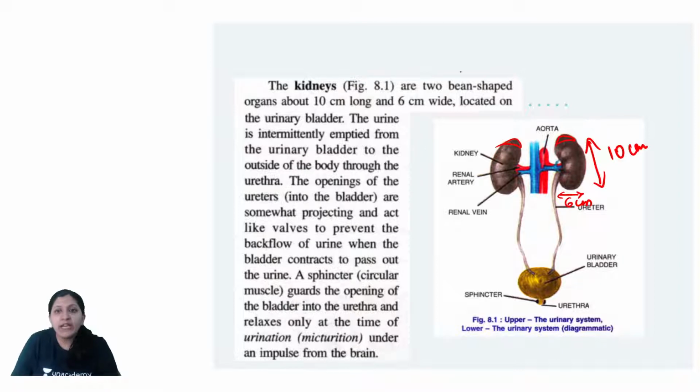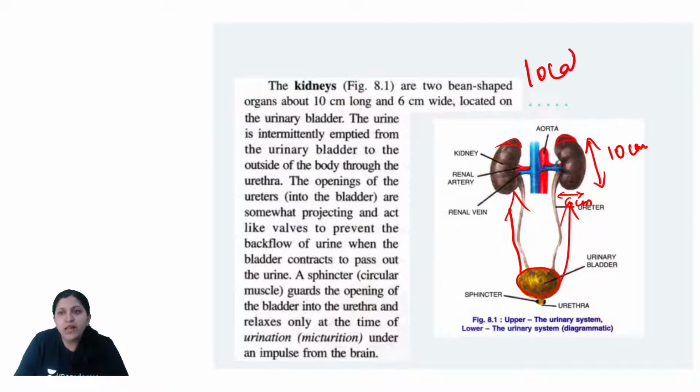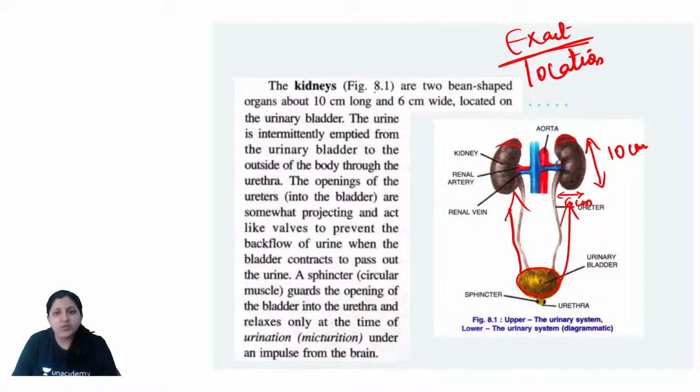Where they are located on the urinary bladder. So now this is a urinary bladder, so the kidneys are located above here. Okay, so that is the location of a kidney. Your books will ask for an exact location, so in your exam you need to write the exact location. Whatever is given in your textbook, the same sentence you need to write. So that means they are located on the urinary bladder.